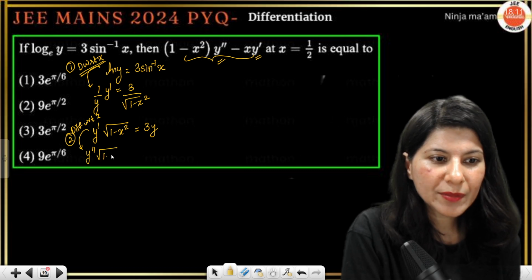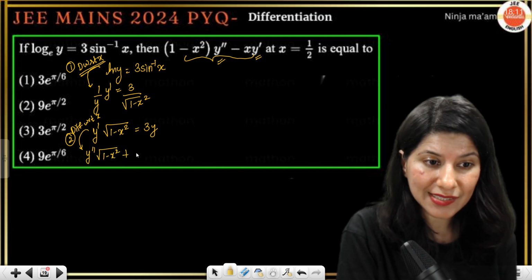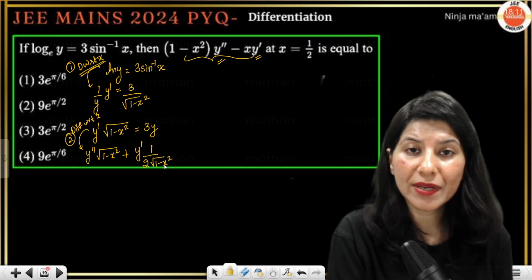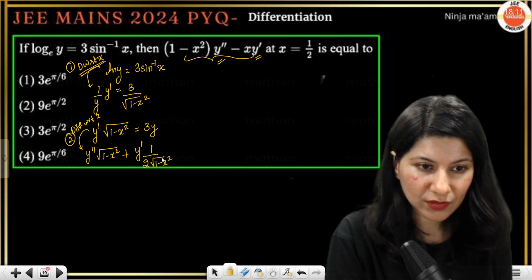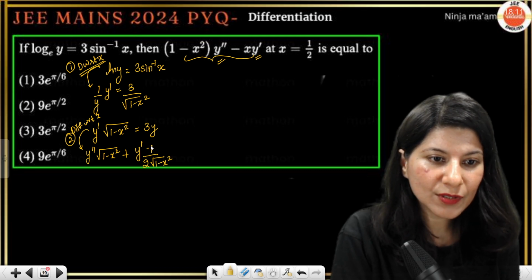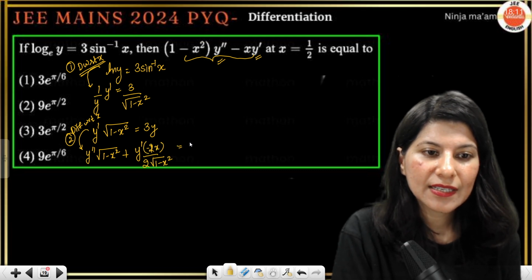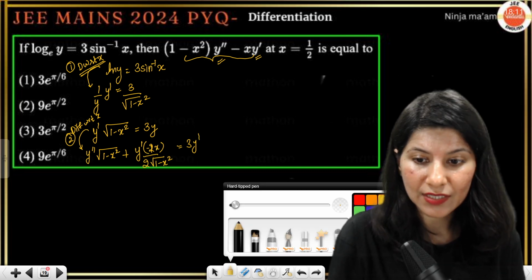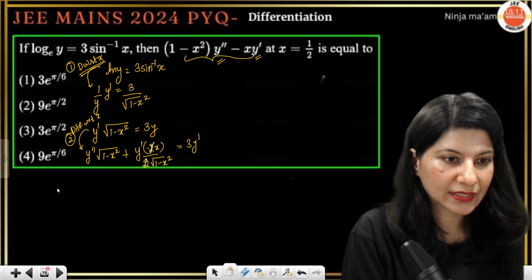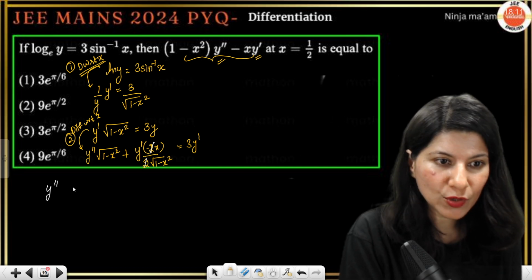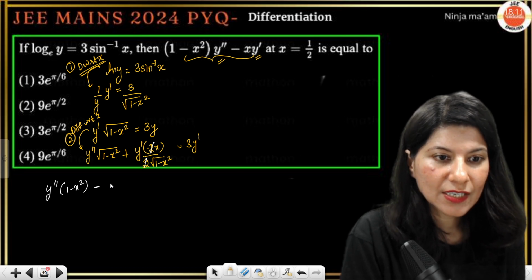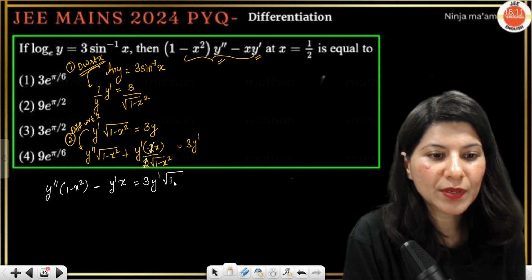y double dash times square root 1 minus x square, kept constant, plus this time y dash is kept constant, and square root 1 minus x square is differentiated. So 1 by 2 root 1 minus x square, and this is going to be minus 2x. Correct? 3y dash, sorry, not x. 2 cancel out. Right. So y double dash, let's take LCM also, 1 minus x square minus y dash x is equals to 3y dash square root 1 minus x square.